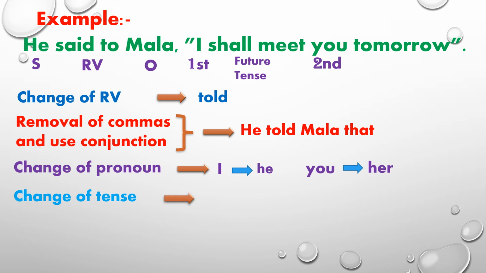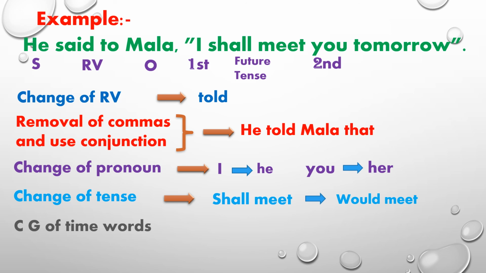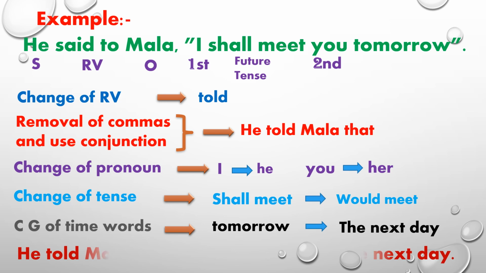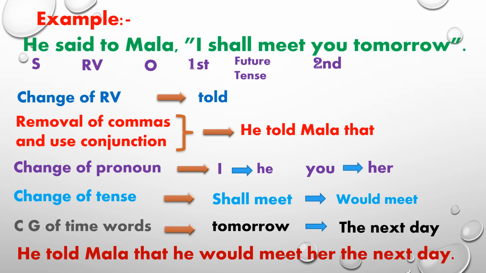Fifth step, change of tense. Shall meet will be converted to would meet. Last step, change of time words. Tomorrow will be converted to the next day. The final outcome in indirect speech is: He told Mala that he would meet her the next day.